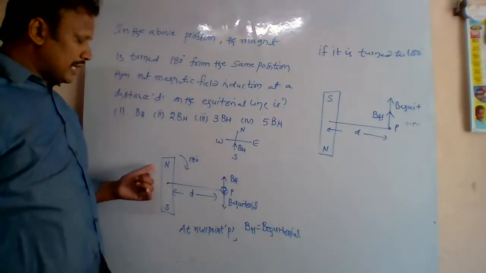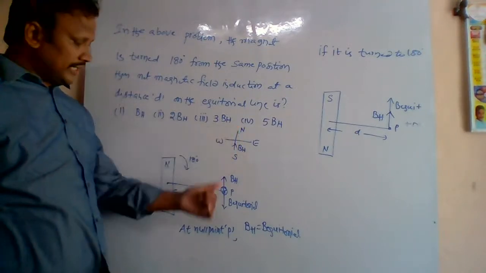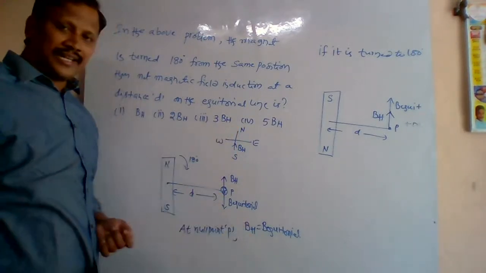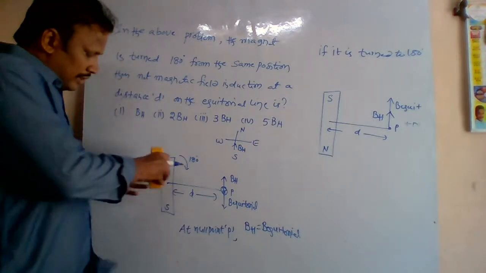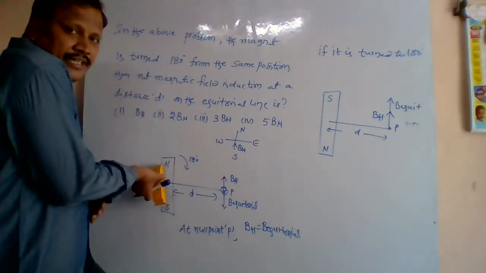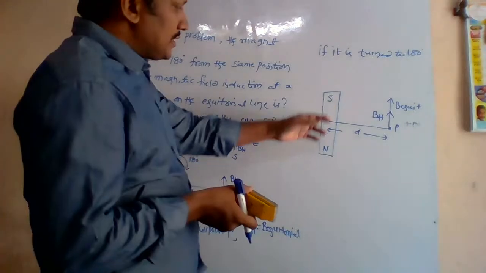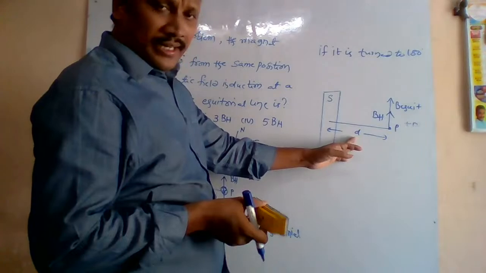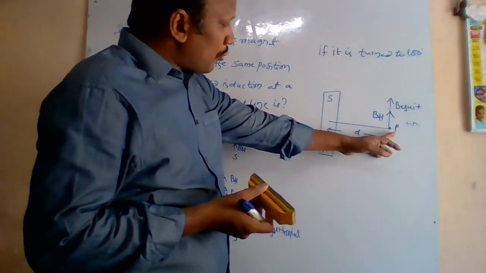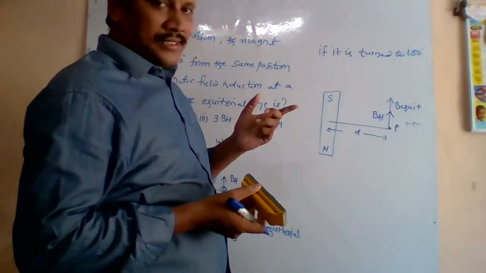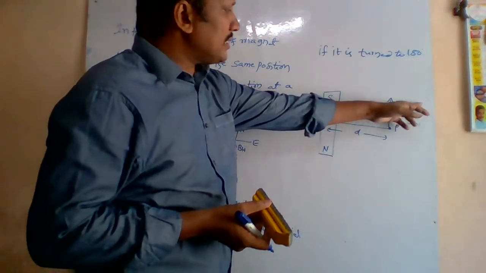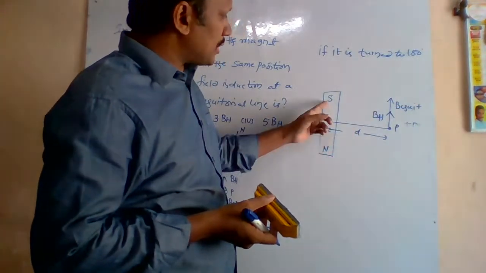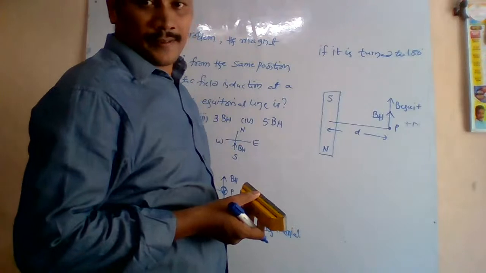In the previous situation, what happened? North pole pointing north will get a null point. At that null point, BH is balanced by B equatorial. Now this bar magnet is turned to 180 degrees. So here south is there, here north is there. From that position, the point is located at distance D. So at that point P, how many fields are acting? Two fields, BH and B equatorial. What is the direction of B equatorial? Here north to south, parallel to the axis.